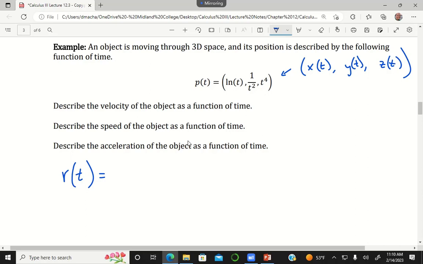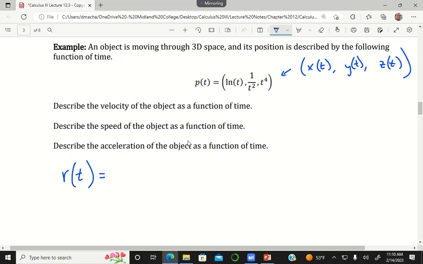What's the difference between speed and velocity? Whenever I say speed, what I mean is the magnitude of the velocity. So velocity is magnitude and direction. Velocity tells you the direction you're moving. Speed doesn't really tell you the direction you're moving. It just tells you how fast you're going.